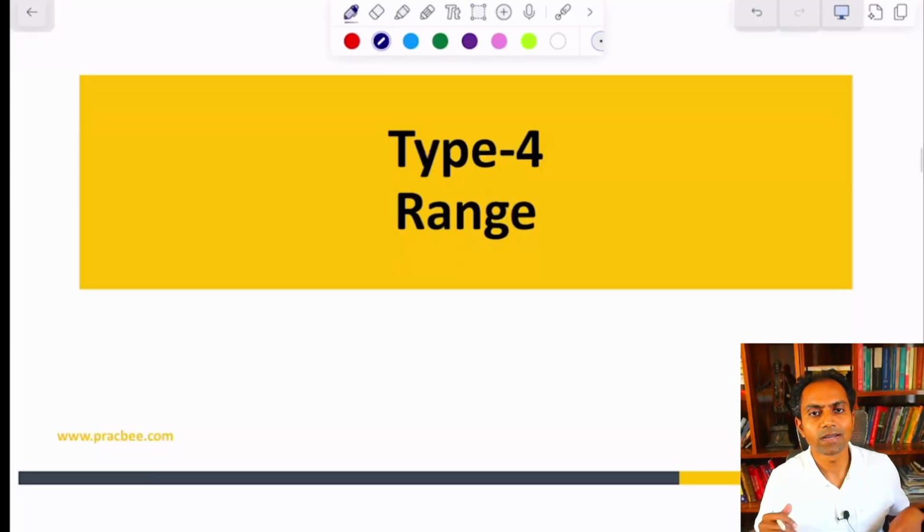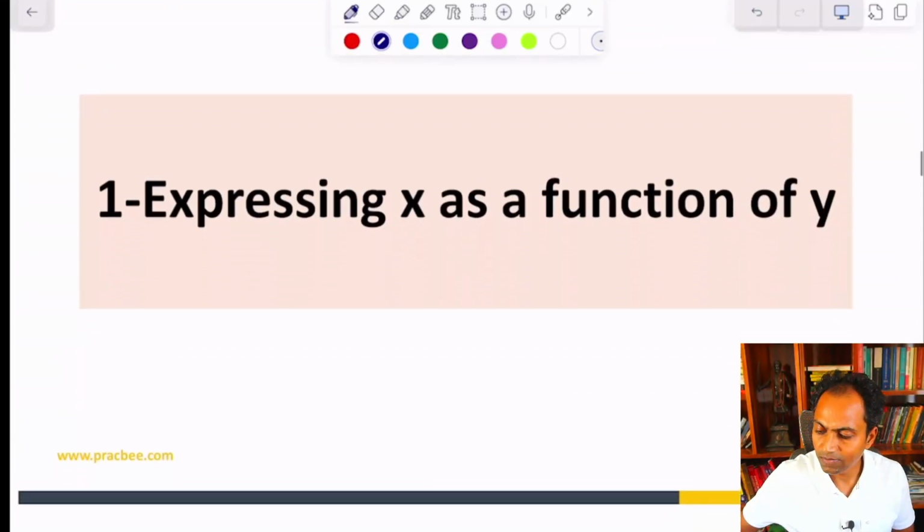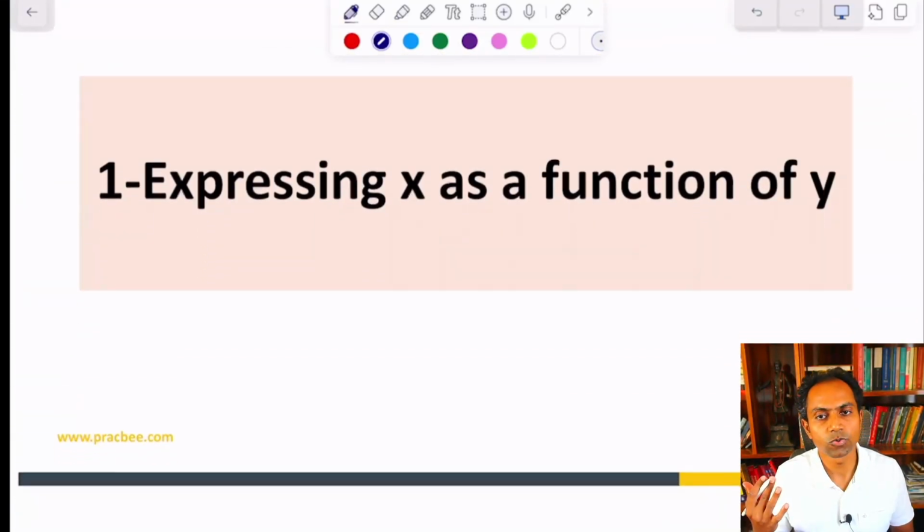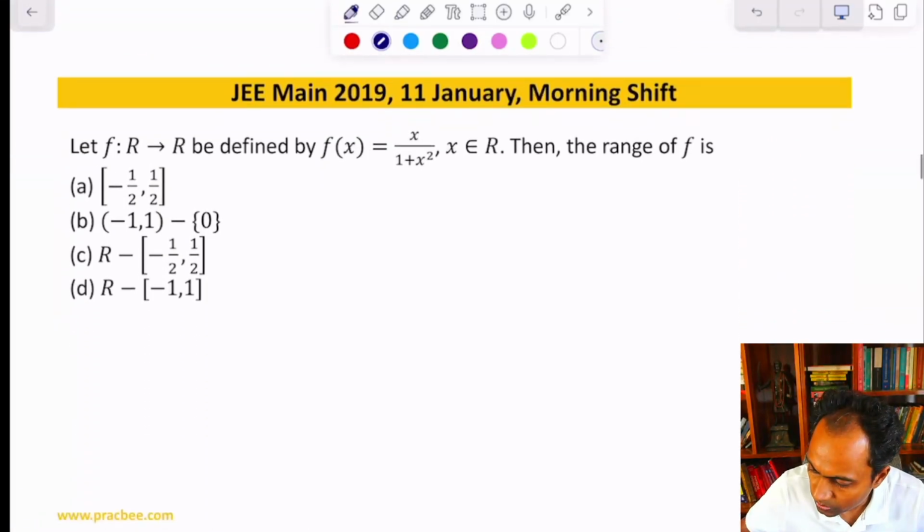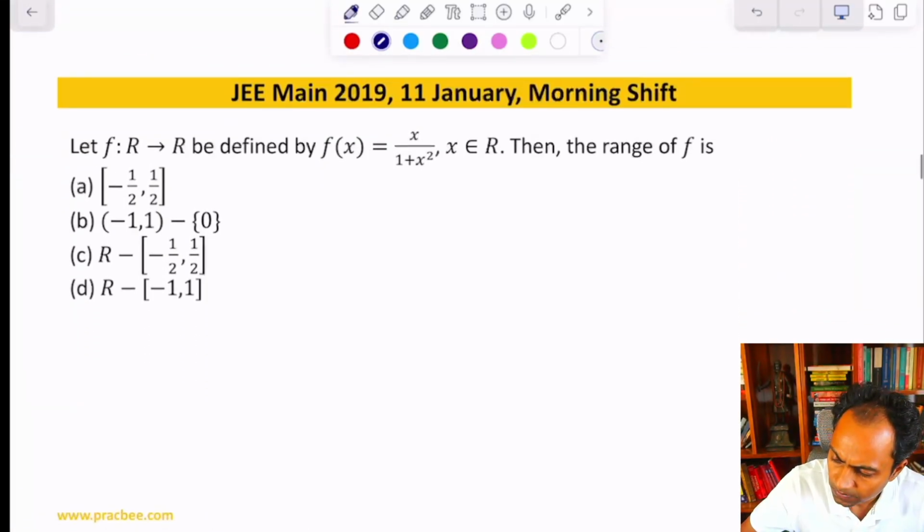So we arrive at type 4, that is range based questions, and here I told you that there are 7 techniques that can be used to solve questions. So what I have done is I have divided all the previous year questions into the kinds of techniques we have, so that we can apply them very clearly and get to an answer. The first kind of questions are based on expressing x as a function of y. If I look into this 2019 question, it is very simple.